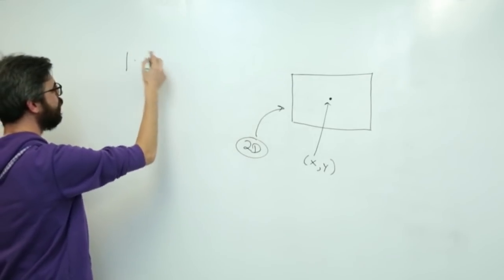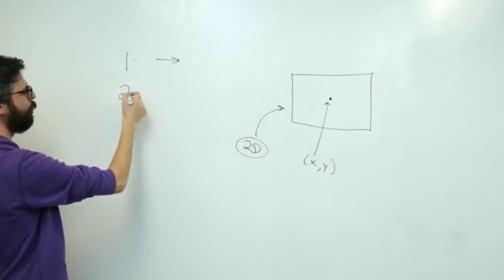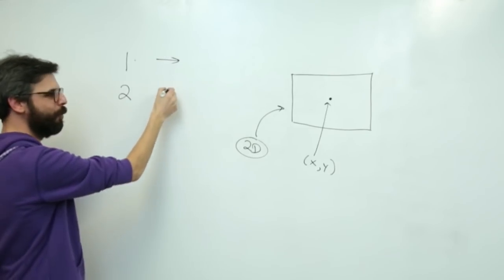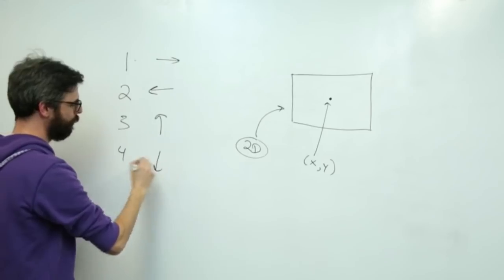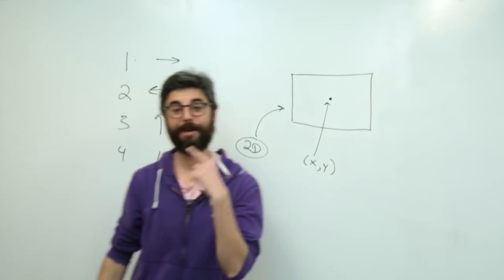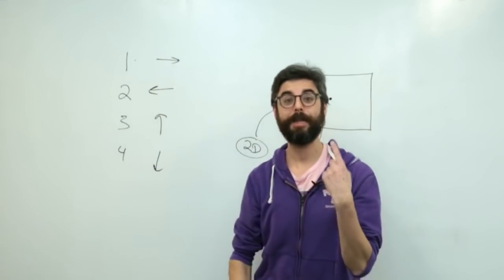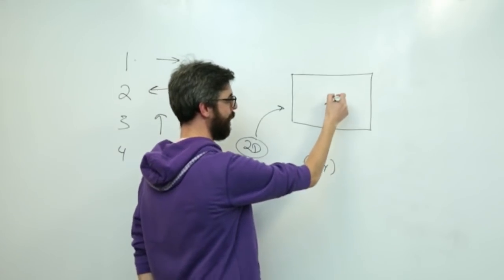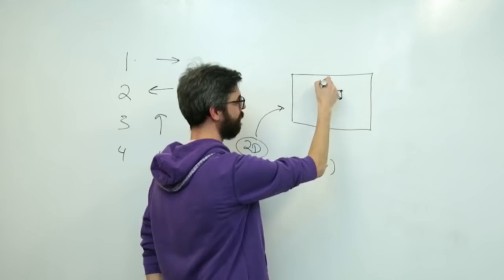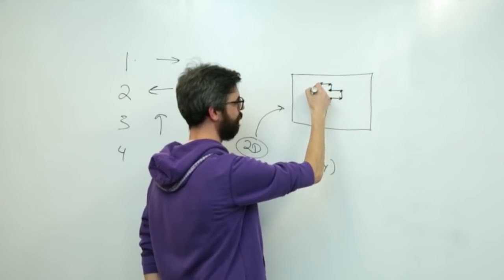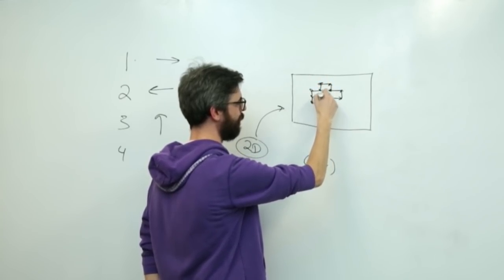Option number 1 is move to the right. Option number 2, the order of these doesn't matter, move to the left. Option number 3, move up. Option number 4, move down. So every frame of animation, one of these is randomly picked. So we might move to the right, and then move up, then move to the left, then move up, then move to the left, then move down, then move to the left, then move down, then move down, then move to the right, then move up, right?